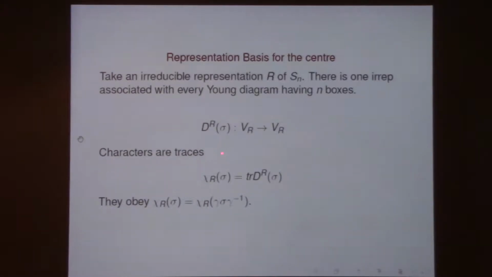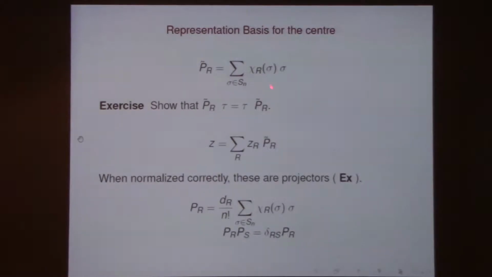And if you take the trace of that matrix, you get the character. This character is invariant under conjugation. So using these characters, you can build sums of permutations weighted by the characters. And as another exercise, you can show that any permutation tau, if you multiply it by this weighted sum of permutations, you get something that commutes.